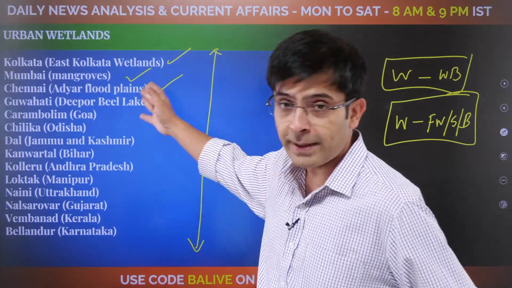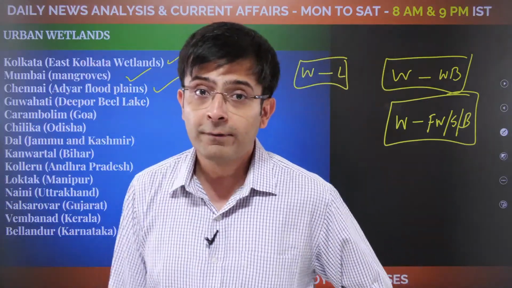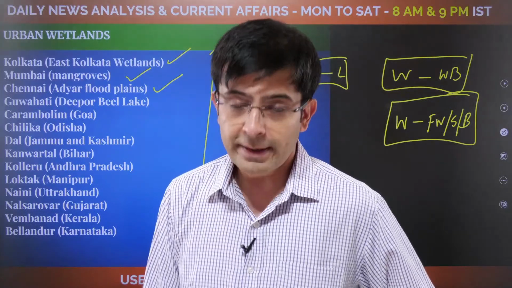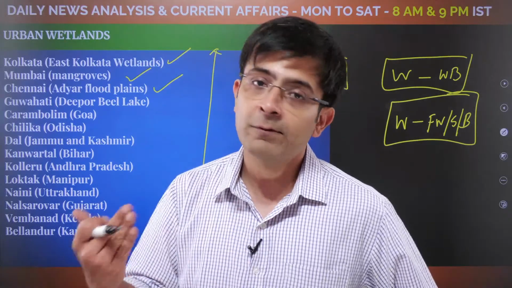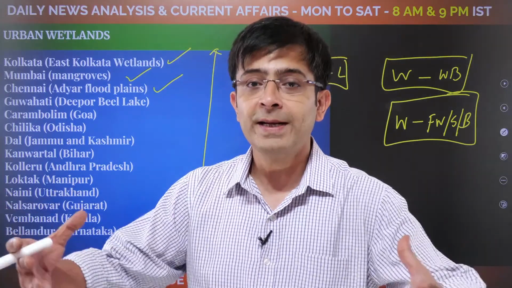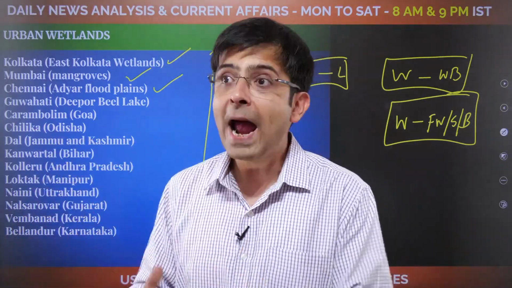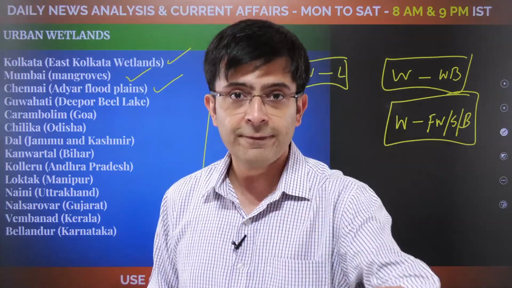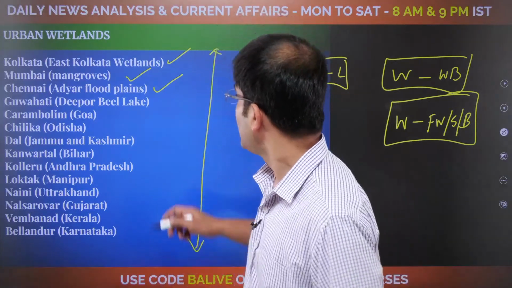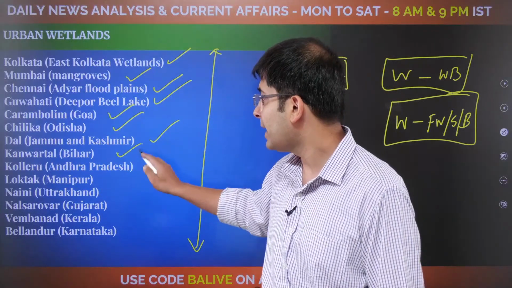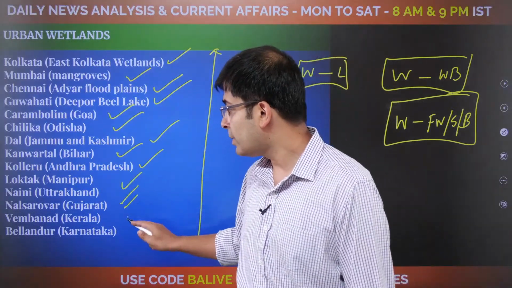Chennai, they are floodplains. In fact, when Chennai was flooding, one of the key criticisms that came out in 2019, I hope you remember, guys, was that the watershed management of the Adyar river wasn't done. Large scale encroachment happening on the watershed body. So the whole ability of the watershed to act as a reservoir, a protection against flood water, you have compromised it. So when flood happens, everything sinks. Alright. Guwahati, Deepor Beel, Carambolim, Goa, Chilka, Odisha, Dal, J&K, Kavartal, Bihar, Kolleru, Loktak, Nainital, Nal Sarovar, Vembanad.